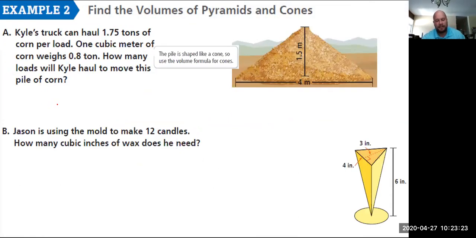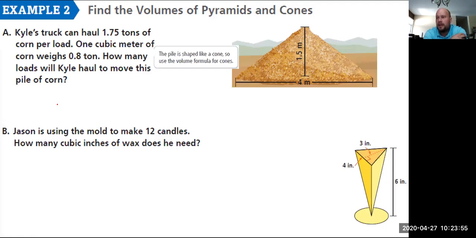Today's lesson is mostly examples because, again, it's just two new equations. So now, the example here is talking about pyramids and cones. The top one says that we have a pile of corn, and it says that the pile of corn is shaped like a cone. It's kind of hard to tell that from the diagram, but there was a note in our book that says that it is shaped like a cone. So this would be using the formula for volume of a cone.